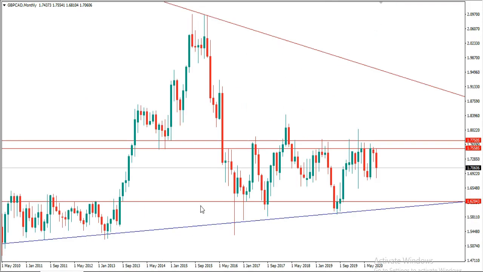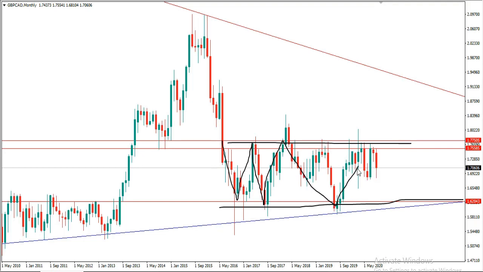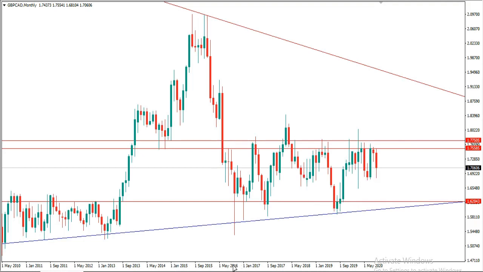Alright, so the next pair on our list is Pound CAD. On Pound CAD right here, the first thing we can see is that we have a sideways market. You can see right from this area and around this area. We can see how the price has just been consolidating between this support and resistance for the last few years. I think this has been since 2016.